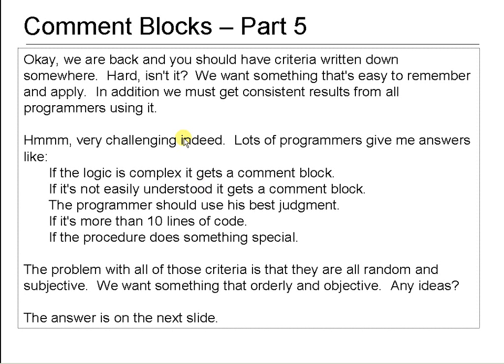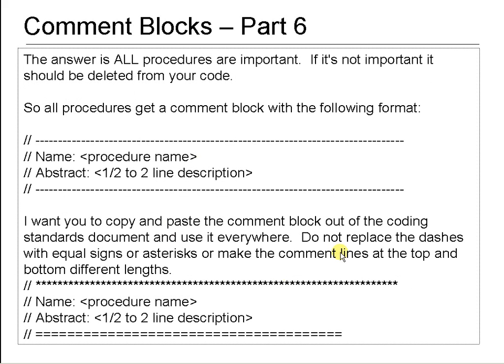The problem with all those criteria and others like it is that they are all random and subjective. We want something that's orderly and objective. Any ideas? The answer is on the next slide. The answer is all procedures are important. If it's not important, it should be deleted from your code. So all procedures get a comment block with the following format.